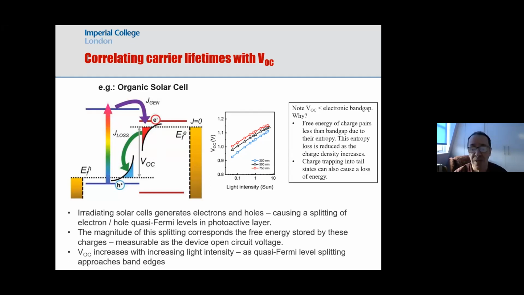And indeed, what we observe is if you store more charge in the solar cell by shining more light on it, then the Fermi levels split more because the Fermi levels now start to approach the band edges and the voltage goes up. And so in that sense, as you increase the light on your solar cell, the free energy which each extra electron hole pair you generate carries increases because the quasi-Fermi level splitting, or the device open circuit voltage, has increased.